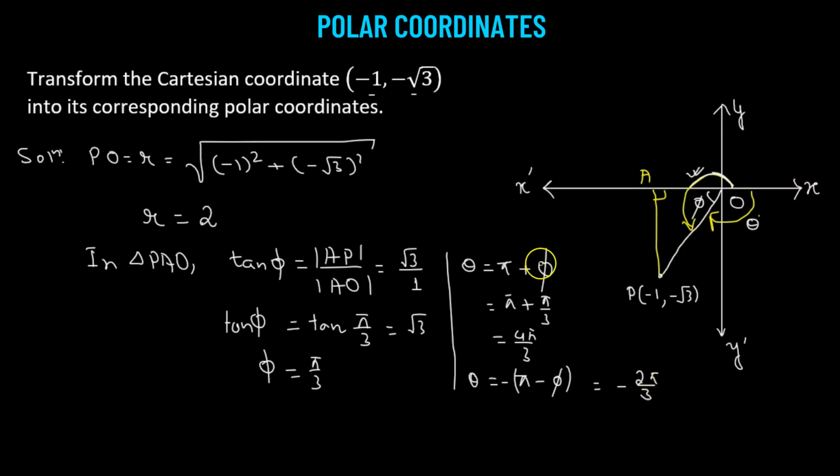So there are two possibilities. Theta could be 4 pi over 3 if we move in the anti-clockwise fashion, and if we move in the clockwise fashion, then theta value will be negative 2 pi over 3. So now we can finally express our point P in polar coordinates. This could be expressed either in the form (2, 4 pi over 3), or the other way around will be (2, -2 pi over 3) radians. That's completely your choice, whichever you want to choose according to the given conditions.